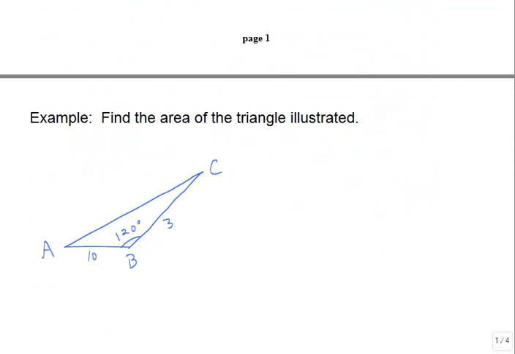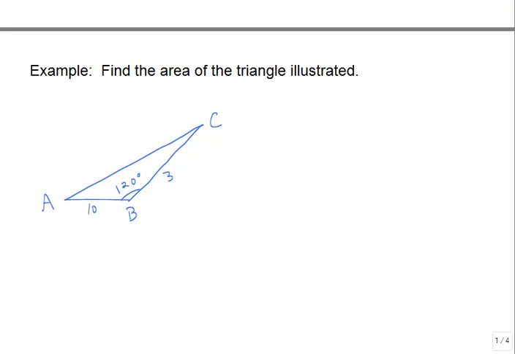So let's try an example of this. Here's my triangle. I have this side over here, which is 10, this side over here, which is 3, and the angle in between, which is that 120 degrees. So we're given an SAS, the two sides and the included angle in between.